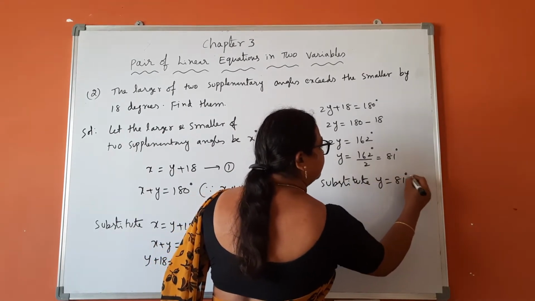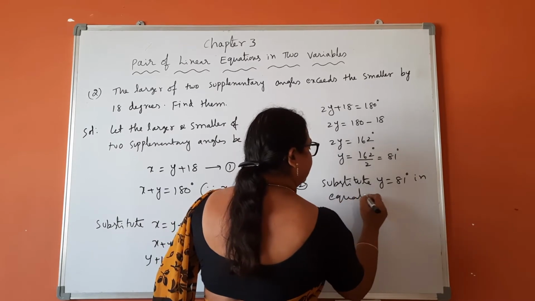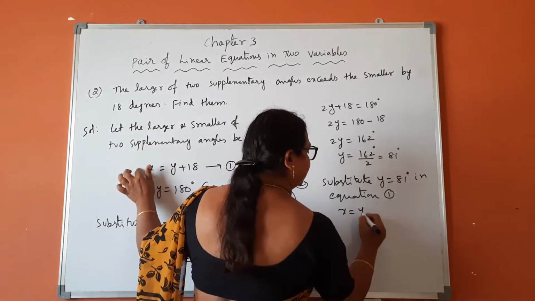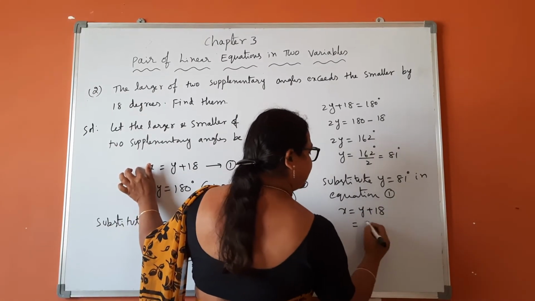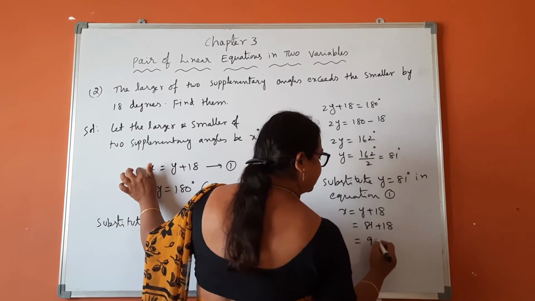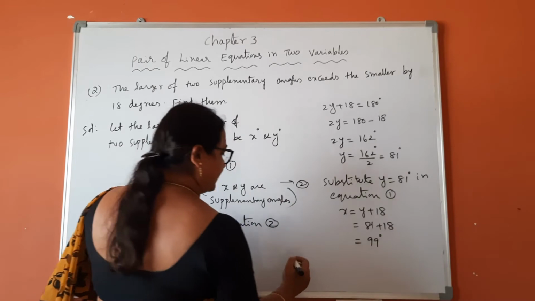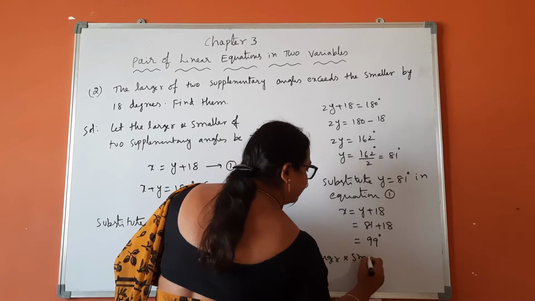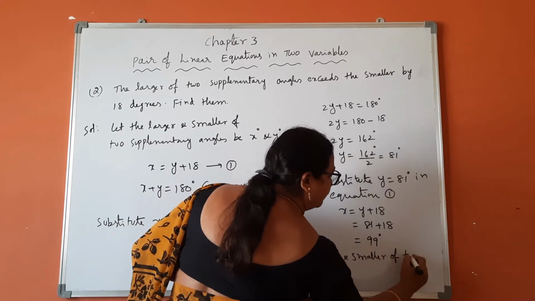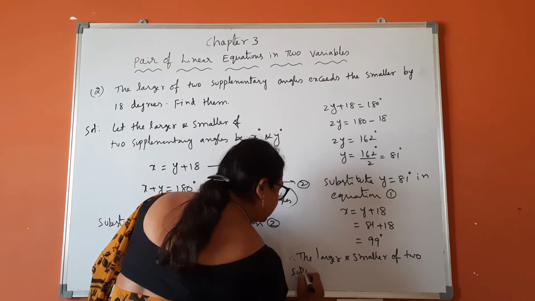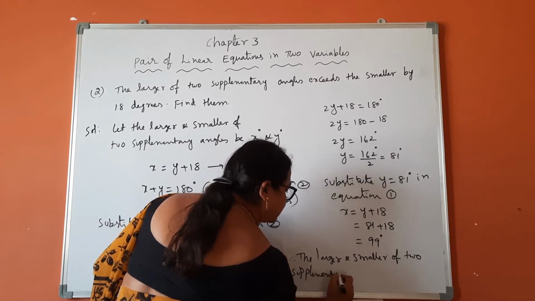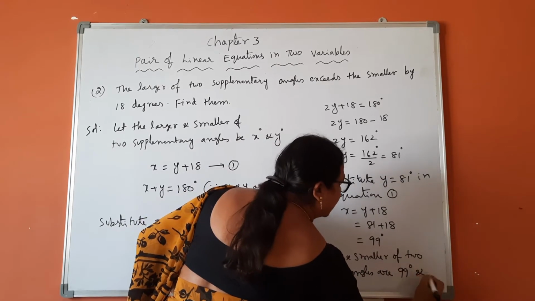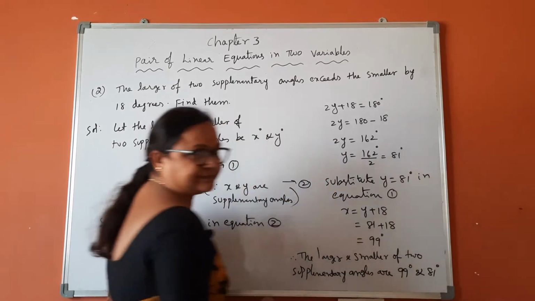Substitute y is equal to 81 degrees in equation 1. What is equation 1? X is equal to y plus 18. So x is 81 plus 18, that is 99 degrees. Therefore, the larger and smaller of two supplementary angles are 99 degrees and 81 degrees.